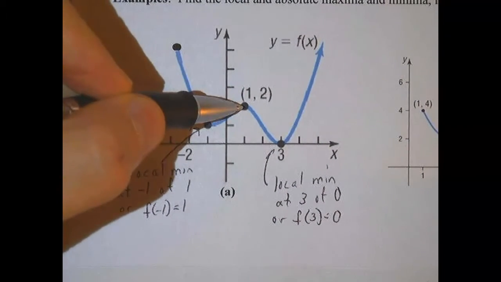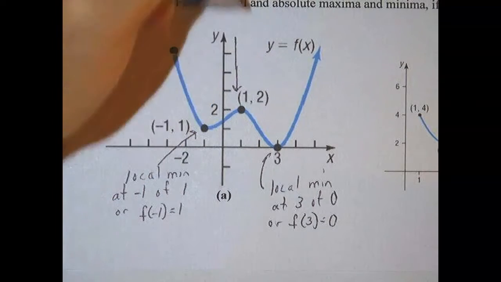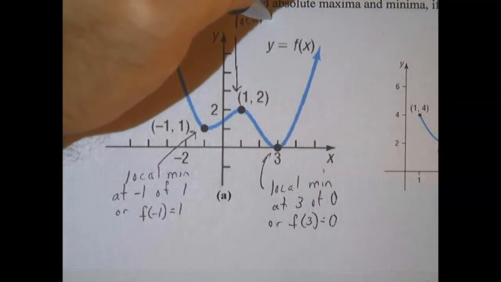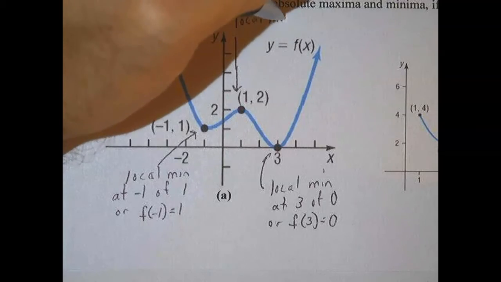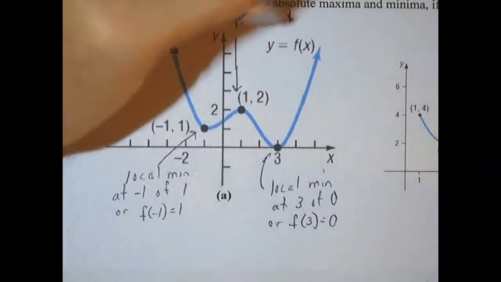There's one local max. So this right here is a local max. So let's just put this up here. There's a local max. And let's just go with the second option because I think that's the one that your book uses. There's a local max where f of 1 equals 2.